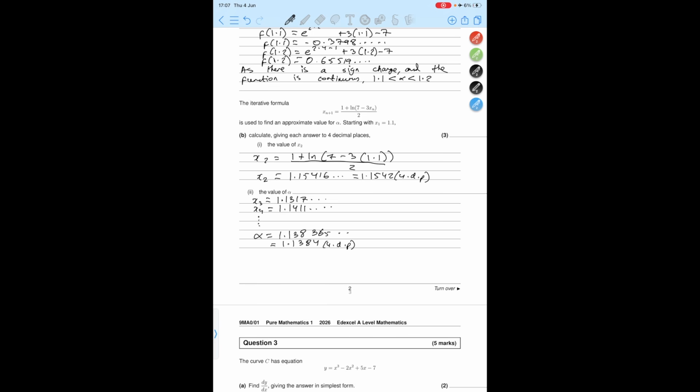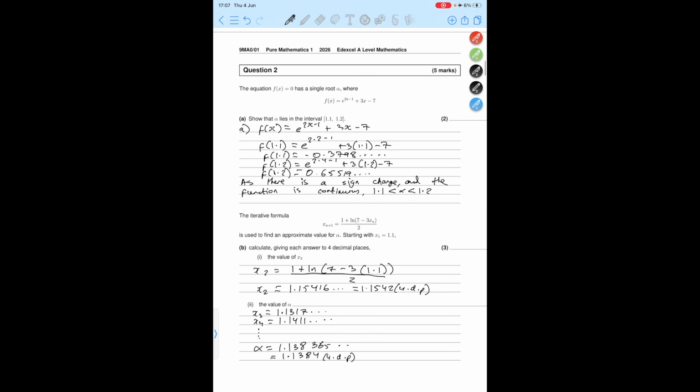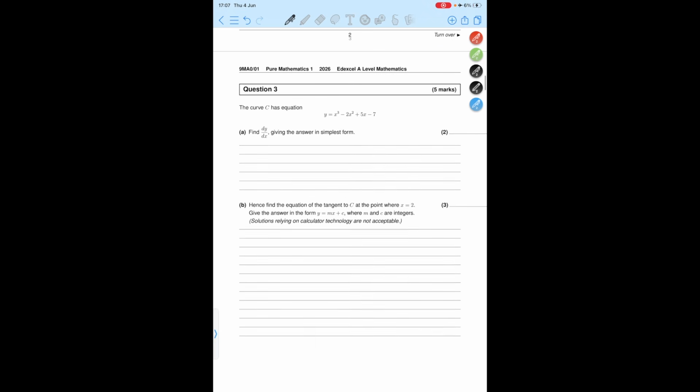Okay, so that is question 2 fully done now. So that's another 5 marks knocked down. So let's move on to question 3. Okay, so we've got a curve here. This should just be some simple, bookwork differentiation.